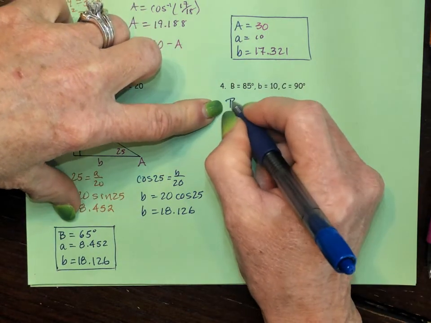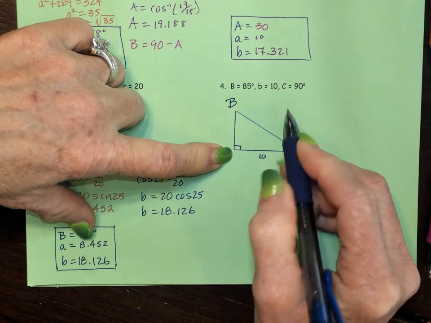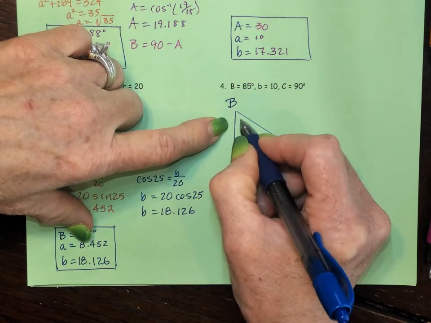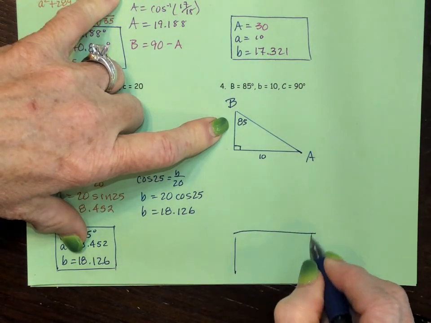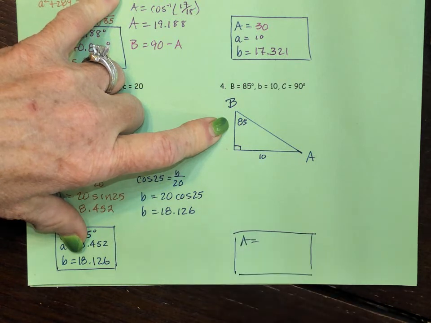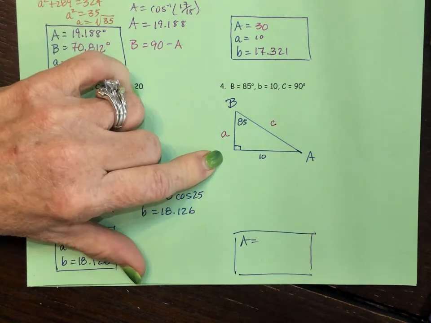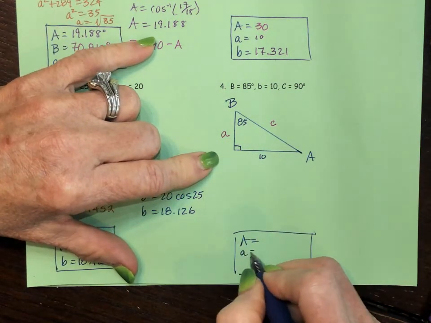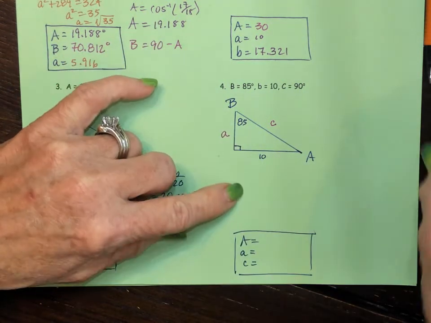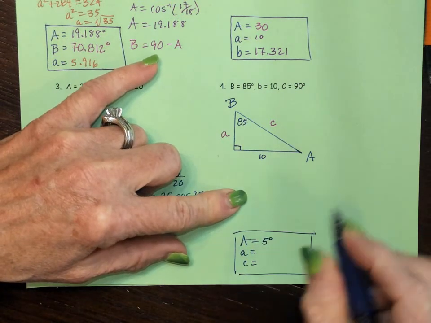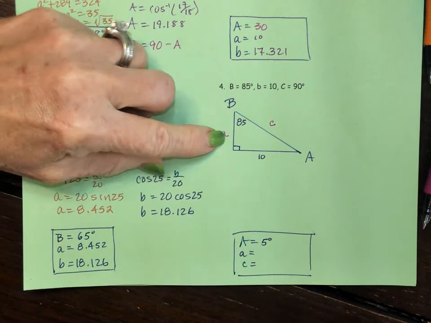Let's put A, B, C is 90, side B is 10, angle B is 85. So things we need to find in our answer box: we need to find angle A, we'll need to find side A and side C. Angle A, 5 degrees, 90 minus that, 85. All right, let's find side A next.